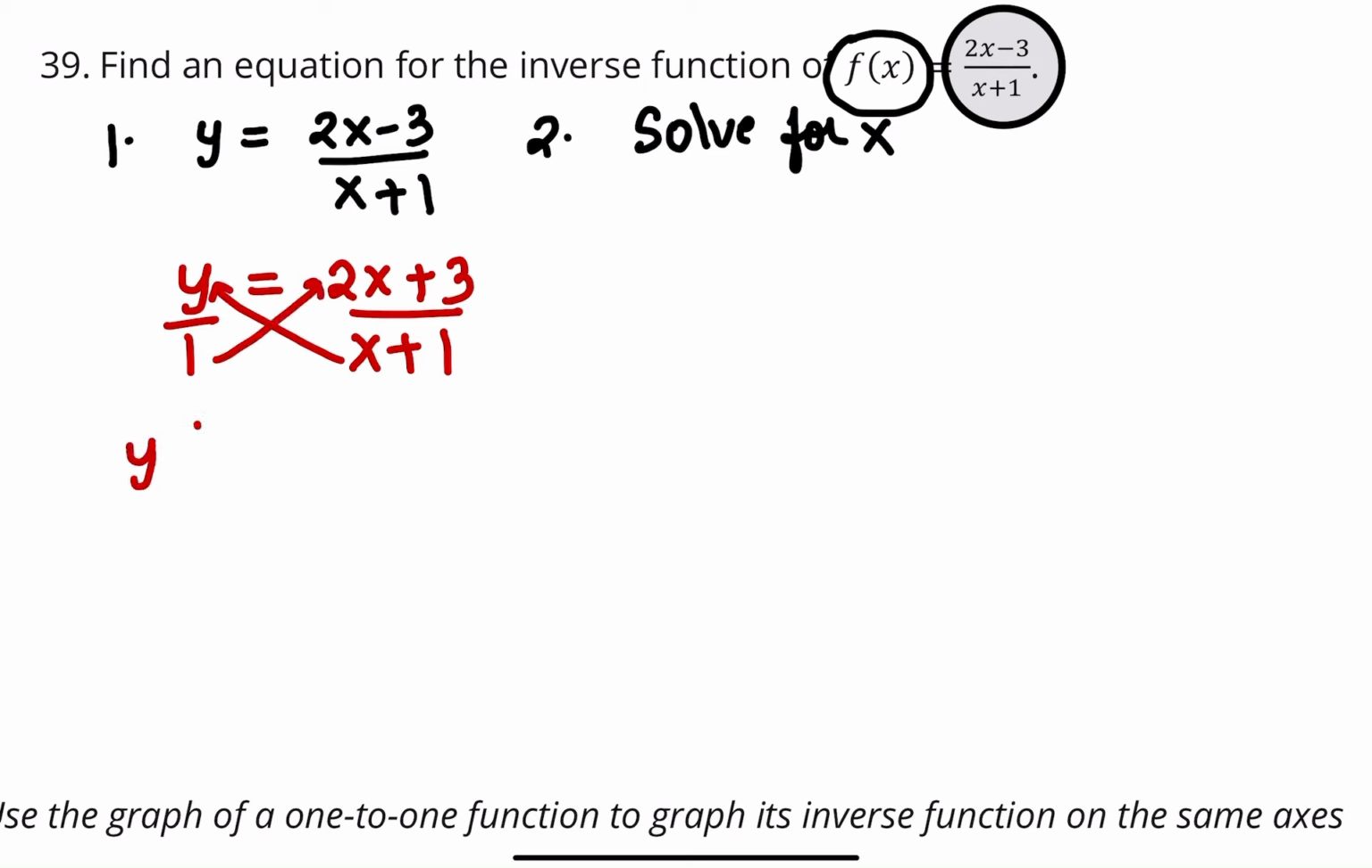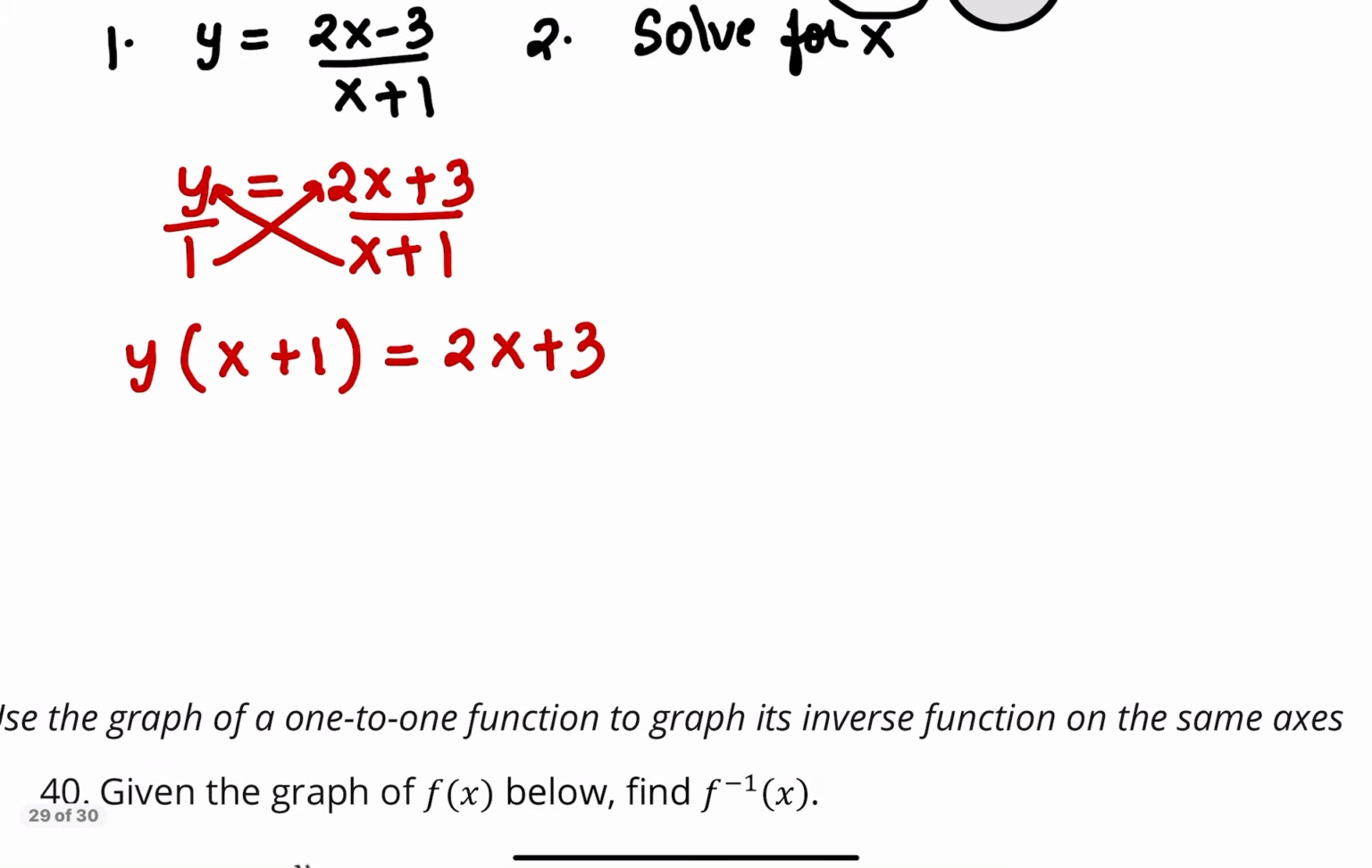y times x plus 1. Make sure you have your parentheses, which is very important. If you don't have your parentheses, then there is going to be a difference in operations, like you will not multiply your y with 1, and there's a chance you might make a mistake. Now that I see my parentheses, I know I have to distribute my y. And what do I end up with? xy plus y is equal to 2x plus 3.